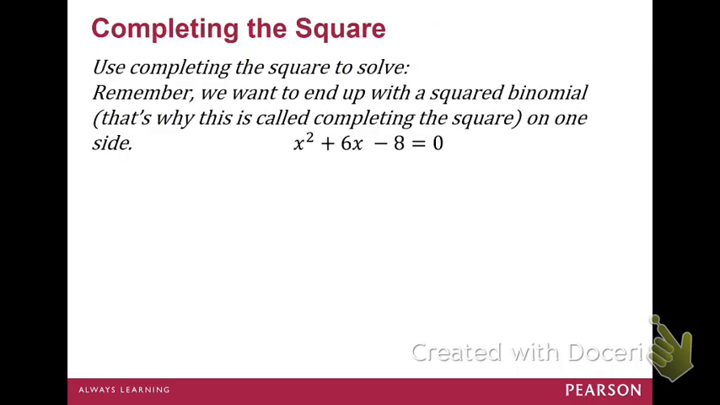Now, let's do completing the square. Completing the square is the least of all of them, my personal least favorite. But it is still another method that can be used to find the zeros, to find where the function crosses the x-axis.